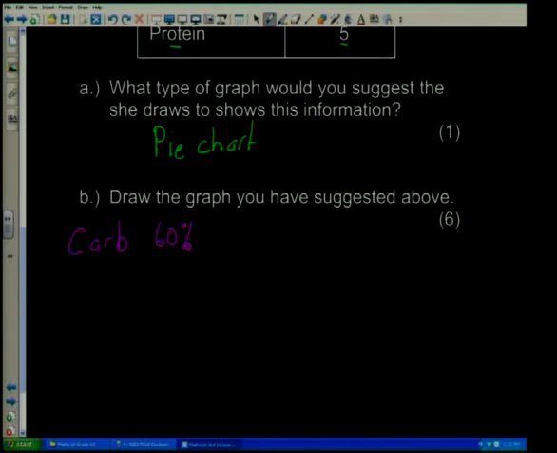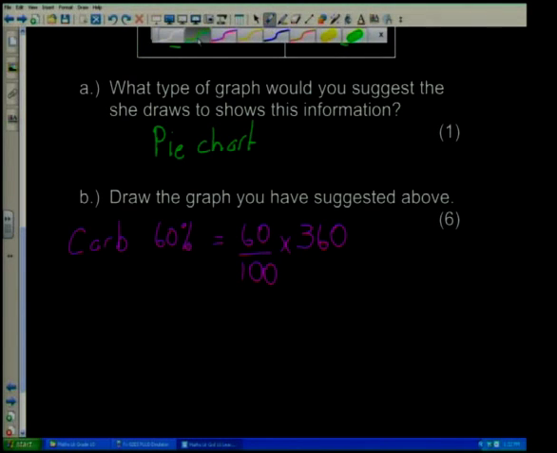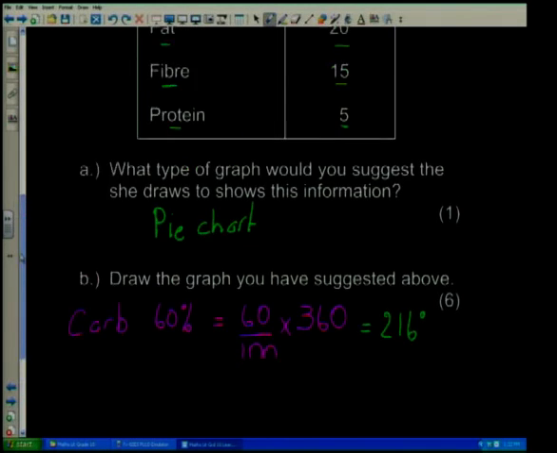I'm going to write that as a fraction, which is 60 out of 100, and I'm going to times it by how many degrees are in a circle. Or I could have actually just done 360 times 60%. So either way it would work. So let's try that. 360 times by 60%, and I get an answer of 216. So we need 216 degrees. And I'm going to do that for each one of them.